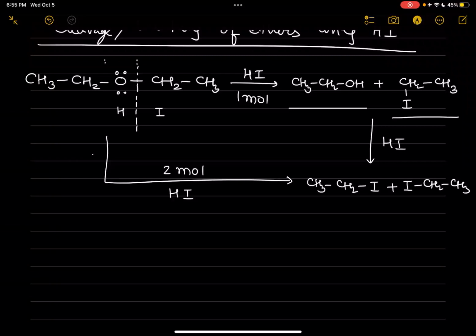It's very simple. This is the shortcut. If you would have taken 2 moles of HI, write 1 more HI: H on oxygen and I on the other side.